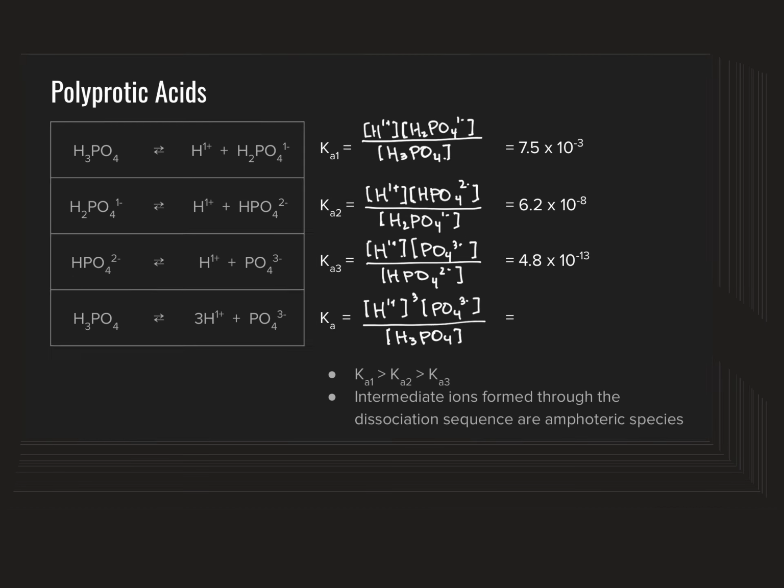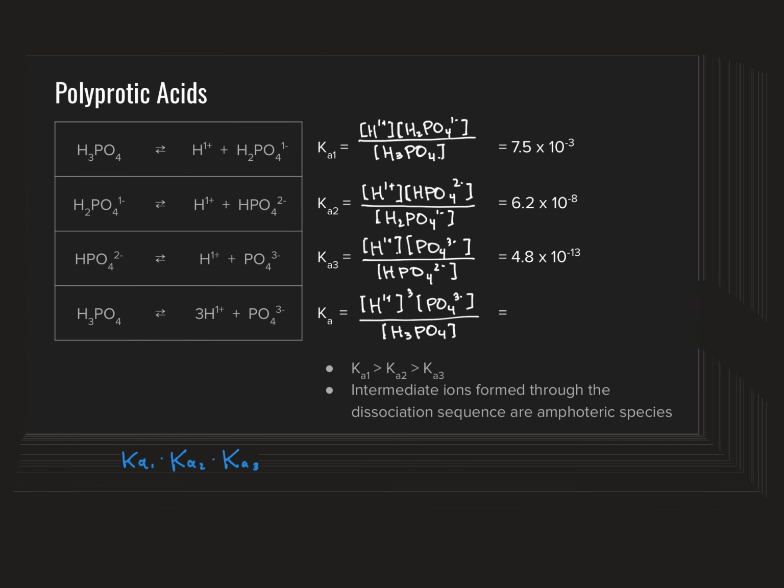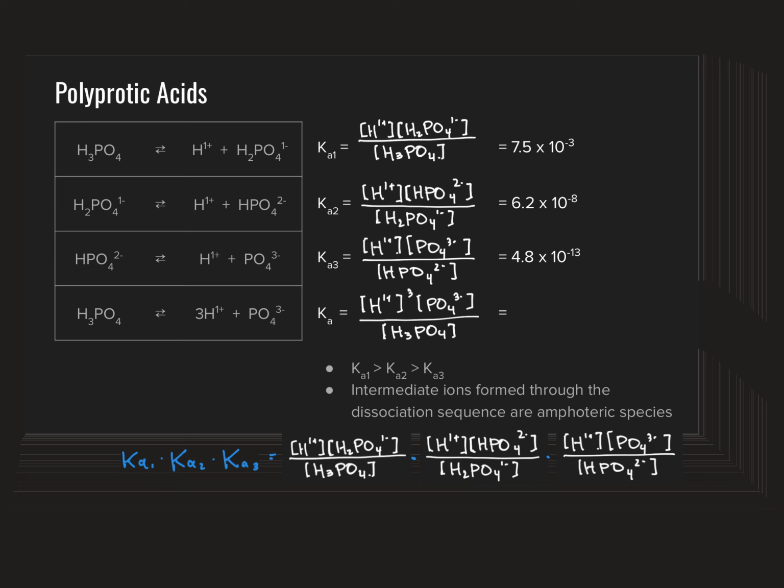Taking Ka1 times Ka2 times Ka3 gives me again H+ times H2PO4- over H3PO4, times the Ka2 of H+ times HPO4 2- divided by H2PO4-, times the Ka3 there, which is now H+ times PO4 3-'s concentration divided by HPO4 2-. And you'll notice here, as I multiply each of those K values by one another, that the intermediate ion species are going to end up canceling out in both the numerator and the denominator.